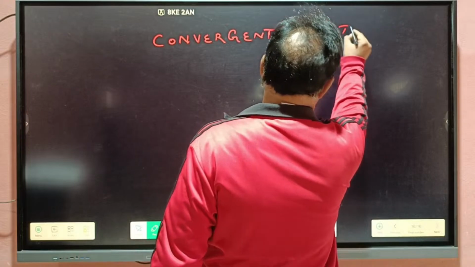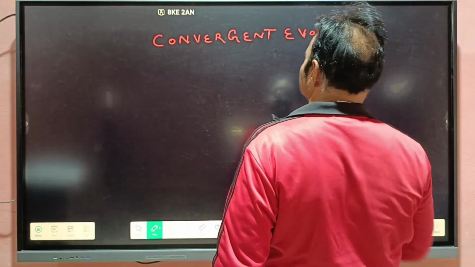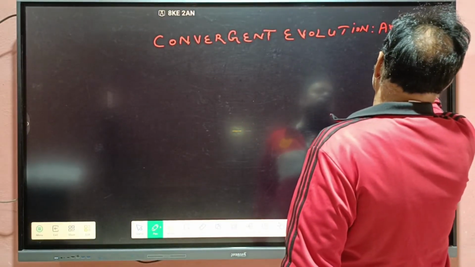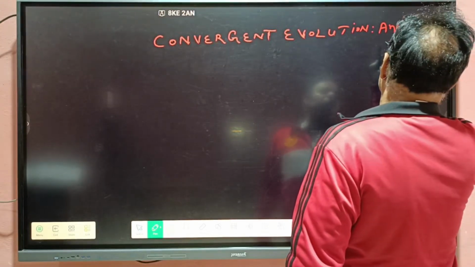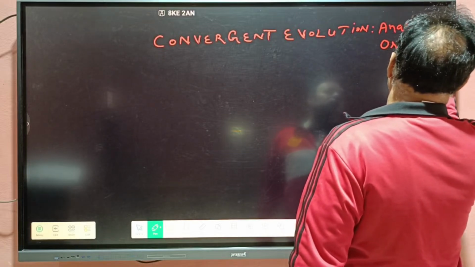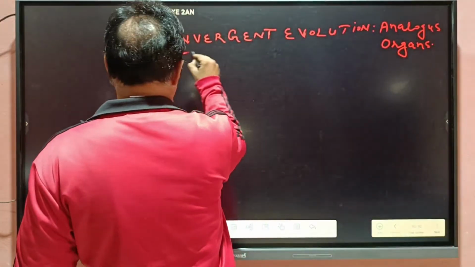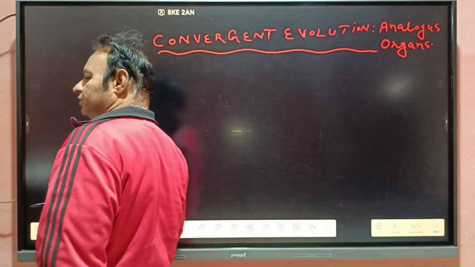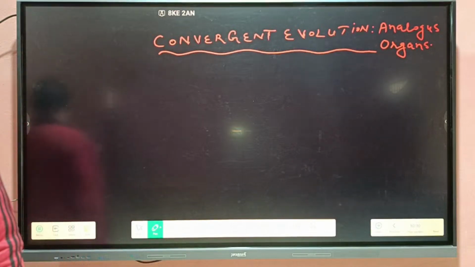Analogous organs show the convergent evolution. So how will you define convergent evolution? What is the importance of convergent evolution? This is a very important question from the examination point of view.